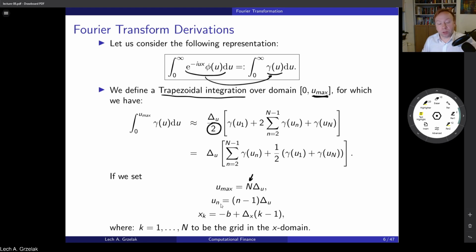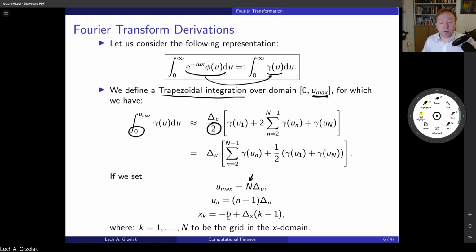Then every point on the grid will be defined as follows. The nth point will be (n minus 1) delta u. So if we have n equal to 1, we see it's 0, which corresponds to the lower bound. And once we have the last point, N, then we have (N minus 1) delta u, and that will correspond to our Umax. If we properly substitute, then we end up with our final point on the grid.